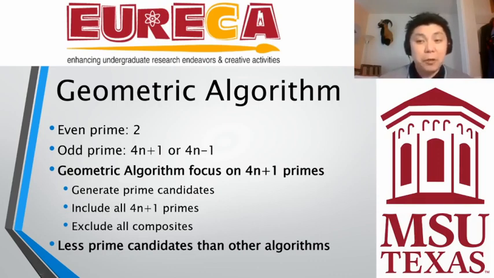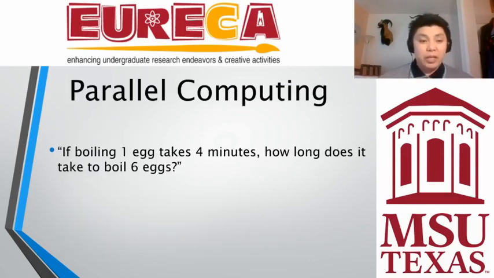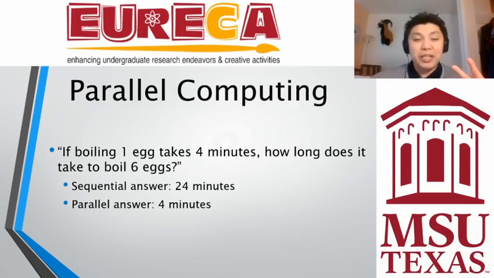Now let's talk about parallel computing. I'll ask you a question. If boiling 1 egg takes 4 minutes, how long does it take to boil 6 eggs? I can think of 2 possible answers. If you answer 24 minutes, that's the sequential answer. You're boiling 1 by 1. If you answered 4 minutes, you're using the parallel answer. You're boiling all eggs at the same time. And that's the idea of parallel computing.